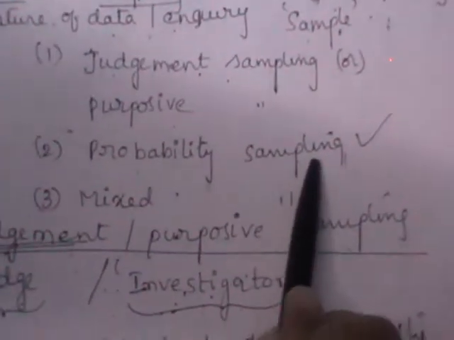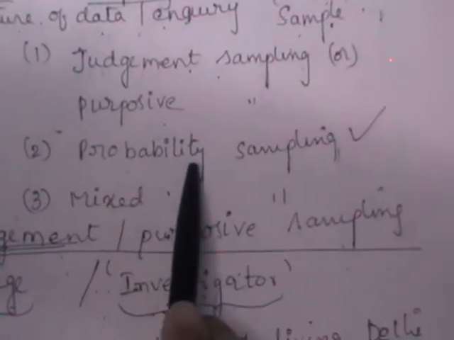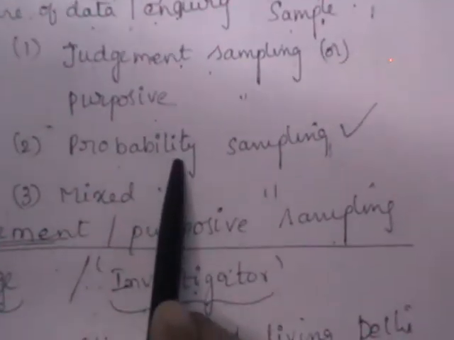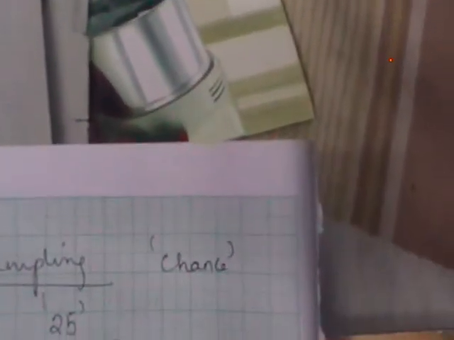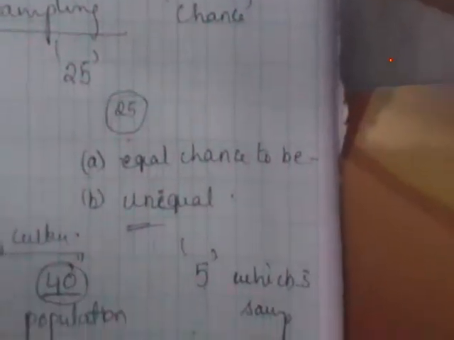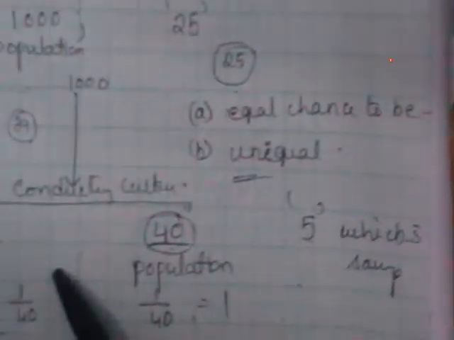The next one is probability sampling. The name itself tells that while selecting the sample we are going to use a new concept called probability. Do you know what probability means? Probability is nothing but the chance. Now under probability sampling, let us say each unit in the population is given some probability, meaning some chance to be included into the sample.